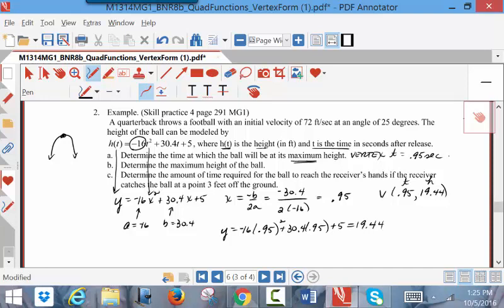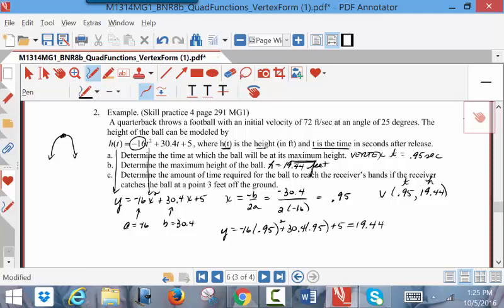Determine the maximum height of the ball. 19.44 feet. That's not very high. 20 feet off the ground? He must have been throwing it hard and fast, right? A lot of velocity on that thing, not going very high.